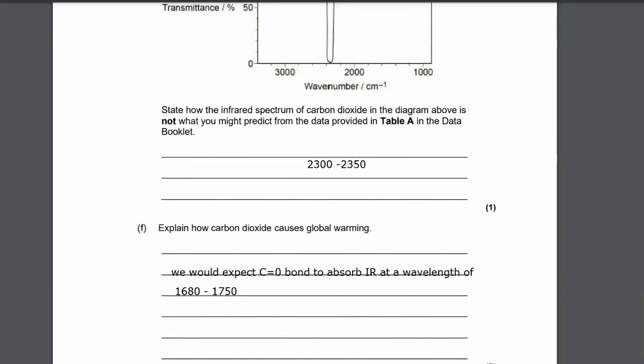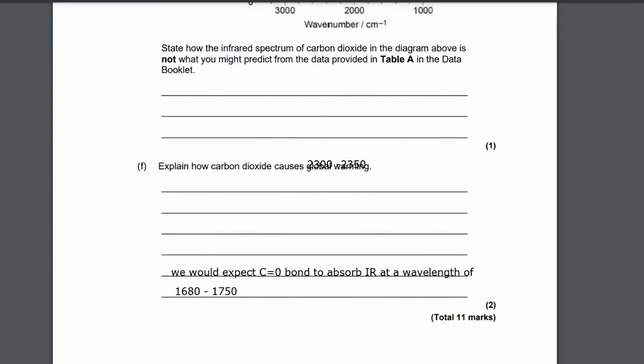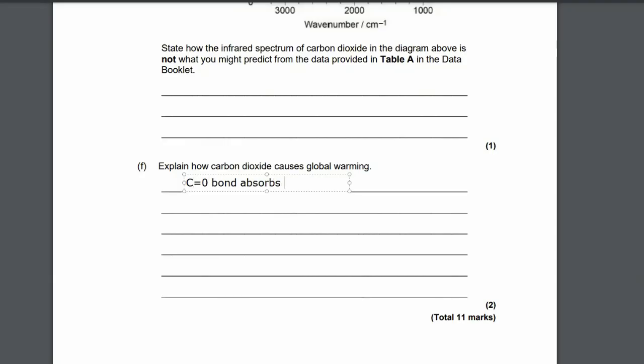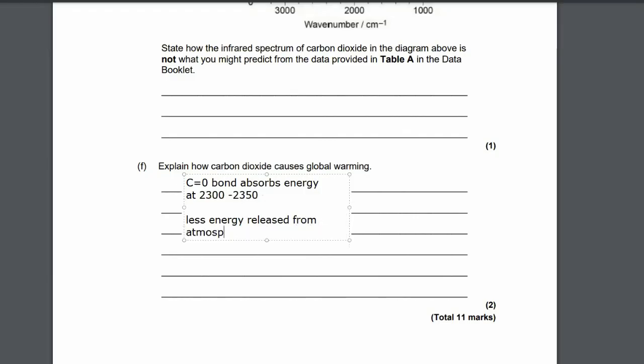Okay, and then the next part of this question. Explain how carbon dioxide causes global warming. So loads of answers you can give here, but essentially the bond absorbs the energy at the 2300 to 2350 we quoted there. That's the wavelength of the energy.